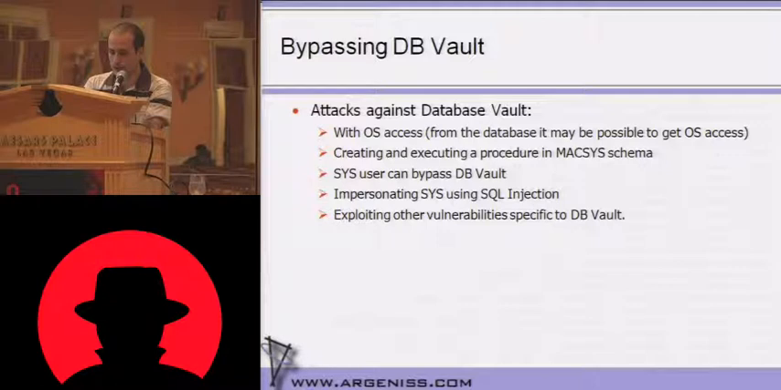We'll see then that by creating and executing a procedure in Mac sys's schema, we can bypass some protections of Database Vault and compromise it with just a couple of system privileges. Then we will see that the sys user can bypass Database Vault. We will see how we can exploit SQL injections in the sys schema to bypass Database Vault. And also we'll see some vulnerabilities that are specific to Database Vault.